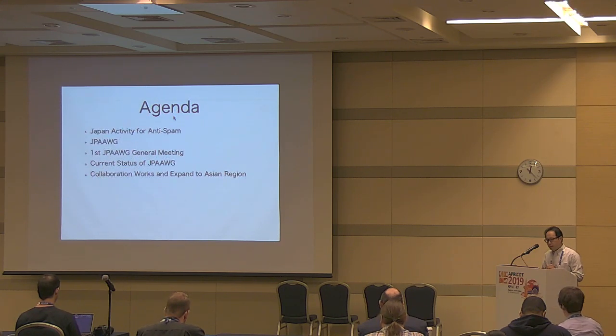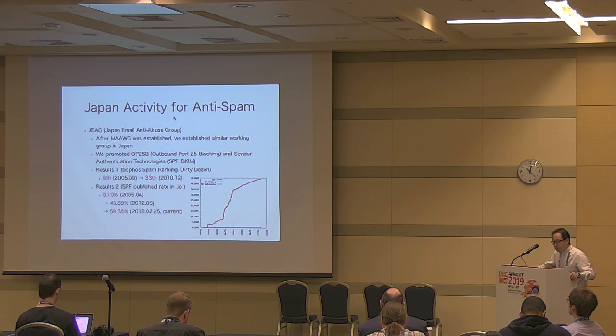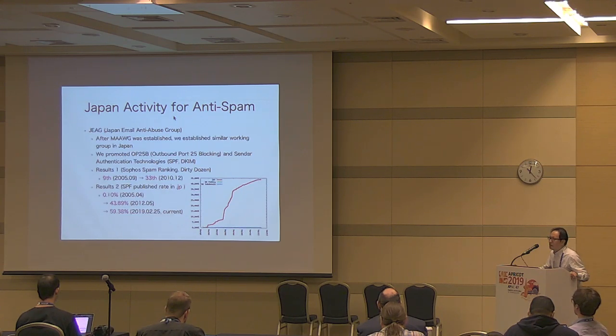Today I'd like to introduce the JPN and the history of anti-spam activity in Japan. After MAAWG was established, maybe in 2004, IIJ became a member, but there was no other Japanese company in MAAWG. So we discussed among Japanese companies that we needed to establish a similar working group in Japan, and we established JEAG, the Japan Email Anti-Abuse Group.